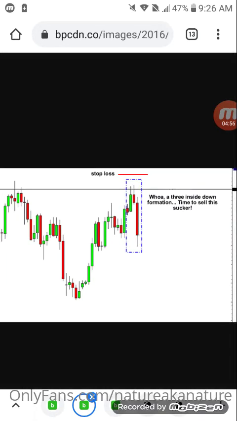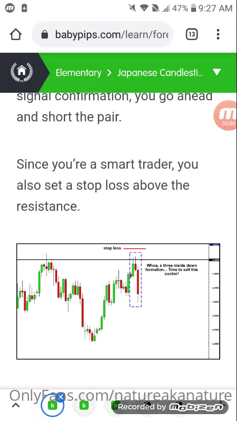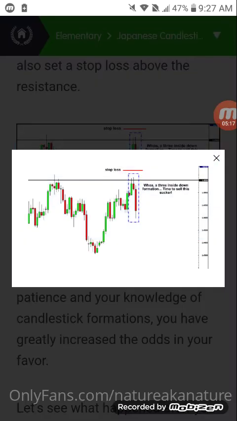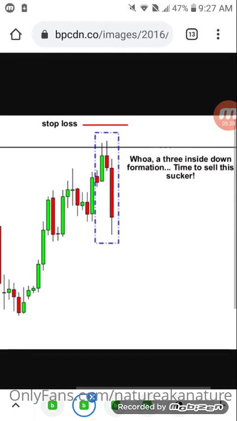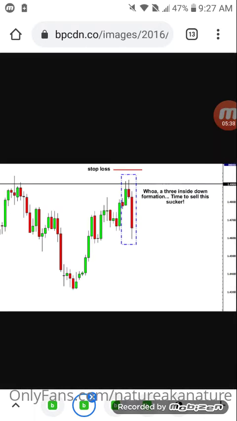So price rejected. This is also like the tweezer top, as you can see, but it is a three inside down formation. Once we got the confirmation that price actually wants to go back down, it made a three inside down formation on top of resistance. Price pushes all the way back down, from 1.90 to 1.4600. That's a major move right there. That's a lot of pips.